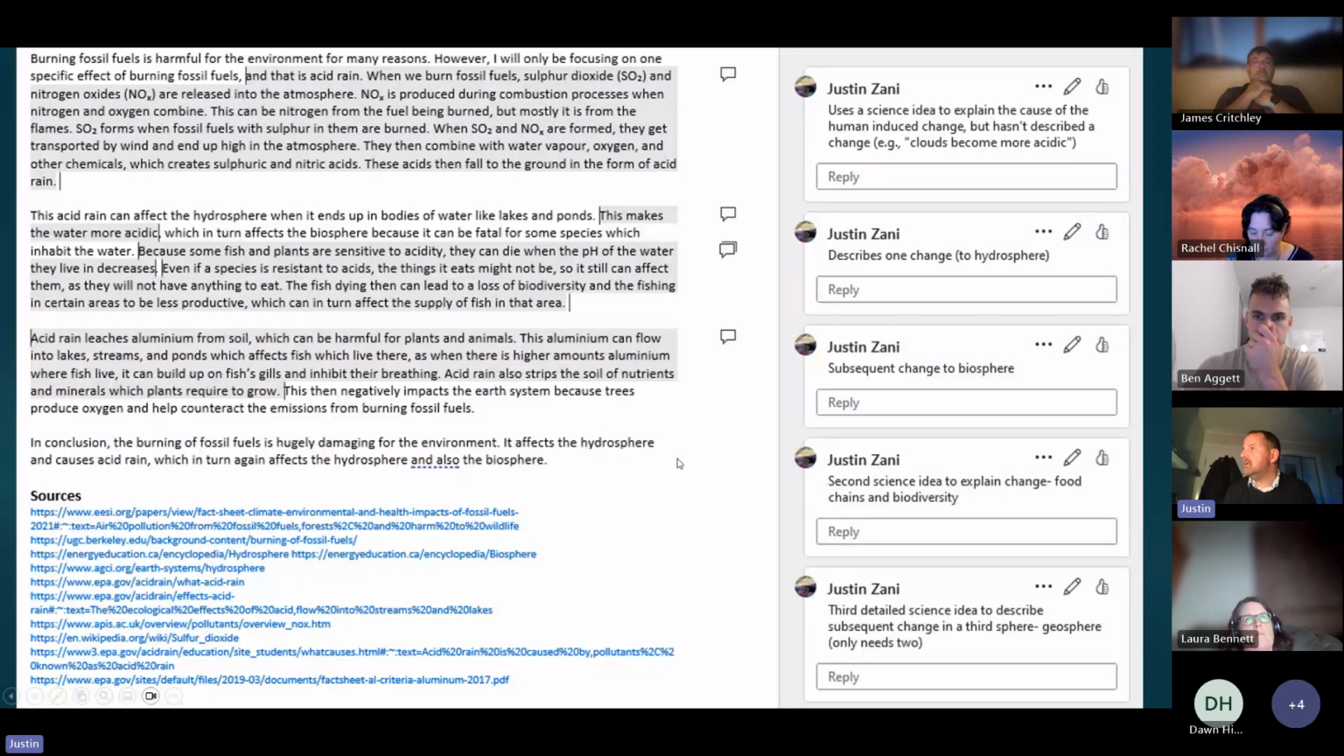So I've got some notes on there. This makes the water more acidic, I think, is the only explicit change they've described. But there are a lot of implicit changes in there that they're referring to and discussing.